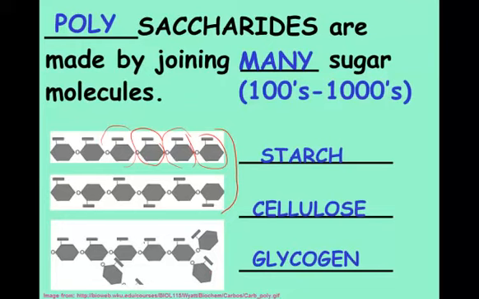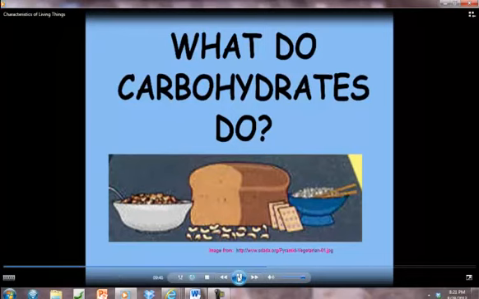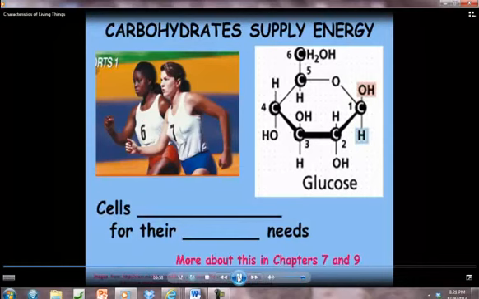So let's talk a little bit about carbs. And remember, carbs are coming from our food. Things like bread, cereal, rice, crackers, pasta have carbs in them. The very first, most important thing that carbs do for you is they supply energy. If you think about your body as a car, glucose is your gasoline that makes you go. Cells burn glucose for the energy that they need.